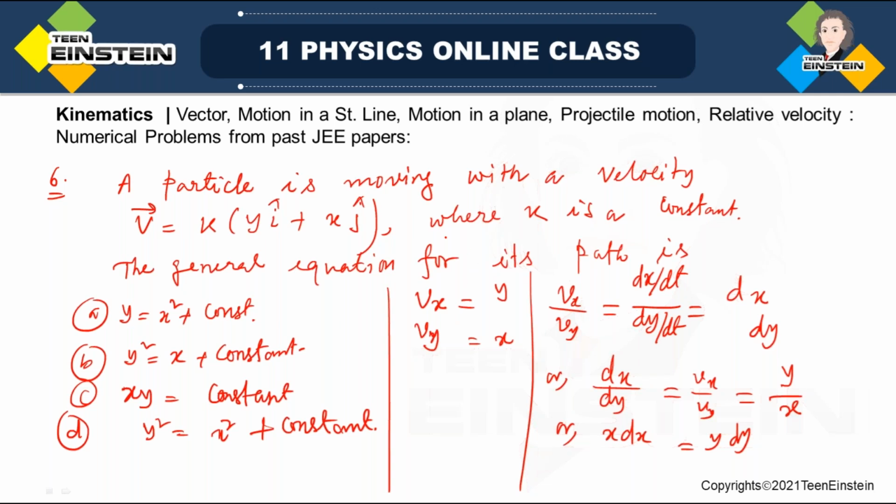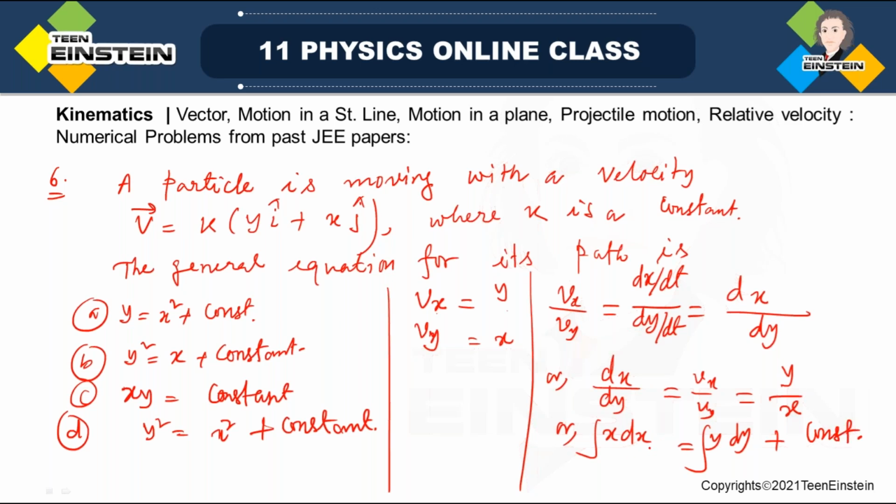I have just got the components of the velocity along x and y direction. Vx is equal to y and Vy is equal to x. That is one part. Another part is Vx by Vy means dx dt by dy dt. So this dt goes off and you get dx by dy. Vx by Vy is y by x. See, this is dx by dy, so we just cross-multiply and then integrate them with an integration constant.